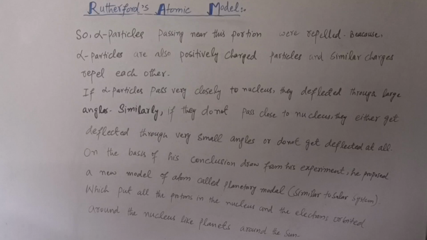This is just like the solar model, where planets revolve around the sun. So protons are in the nucleus and electrons revolve around the nucleus like planets around the sun.